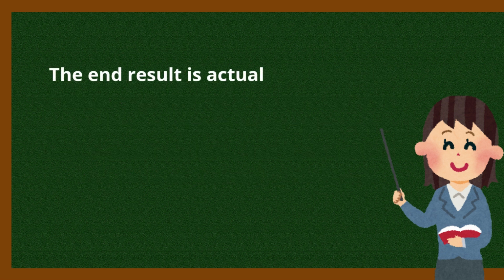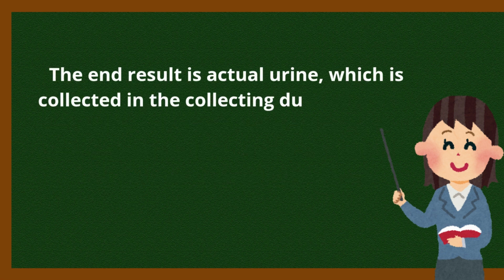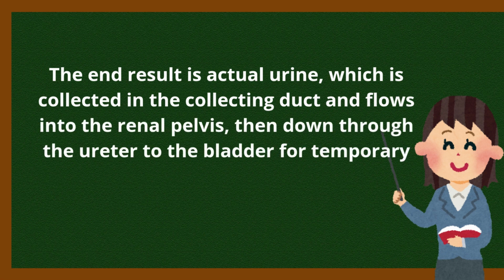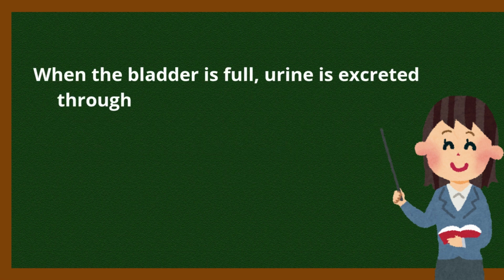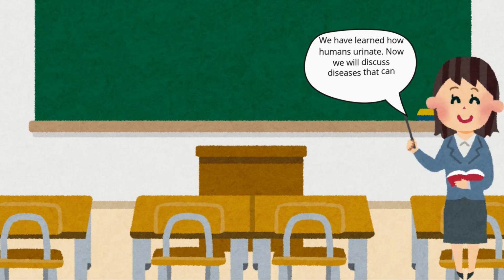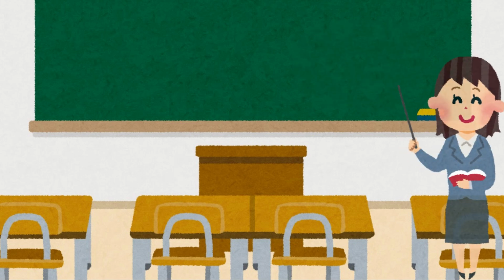The end result is actual urine, which is collected in the collecting duct and flows into the renal pelvis, then down through the ureter to the bladder for temporary storage. When the bladder is full, urine is excreted through the urethra out of the body. We have learned how humans urinate. Now we will discuss diseases that can occur in the urinary system.